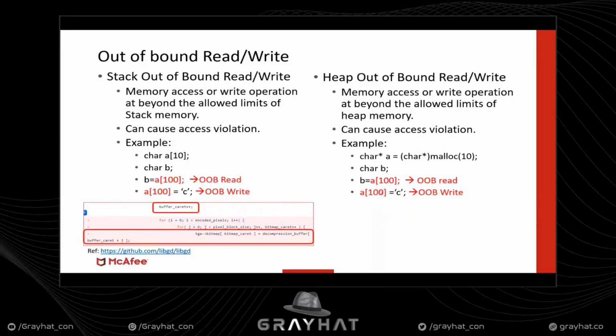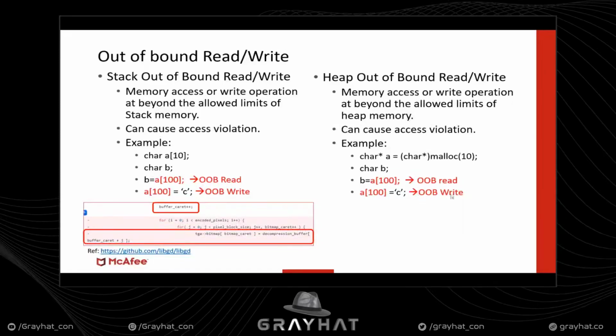Same case is for heap memory as well. The only difference is that the memory is dynamically allocated, so as you can see over here, there is a malloc call which allocates 10 bytes of memory, and later the program tries to read data at index 100. So that is an out of bound read inside heap memory, and later on, as you can see, the program tries to write data at index 100.